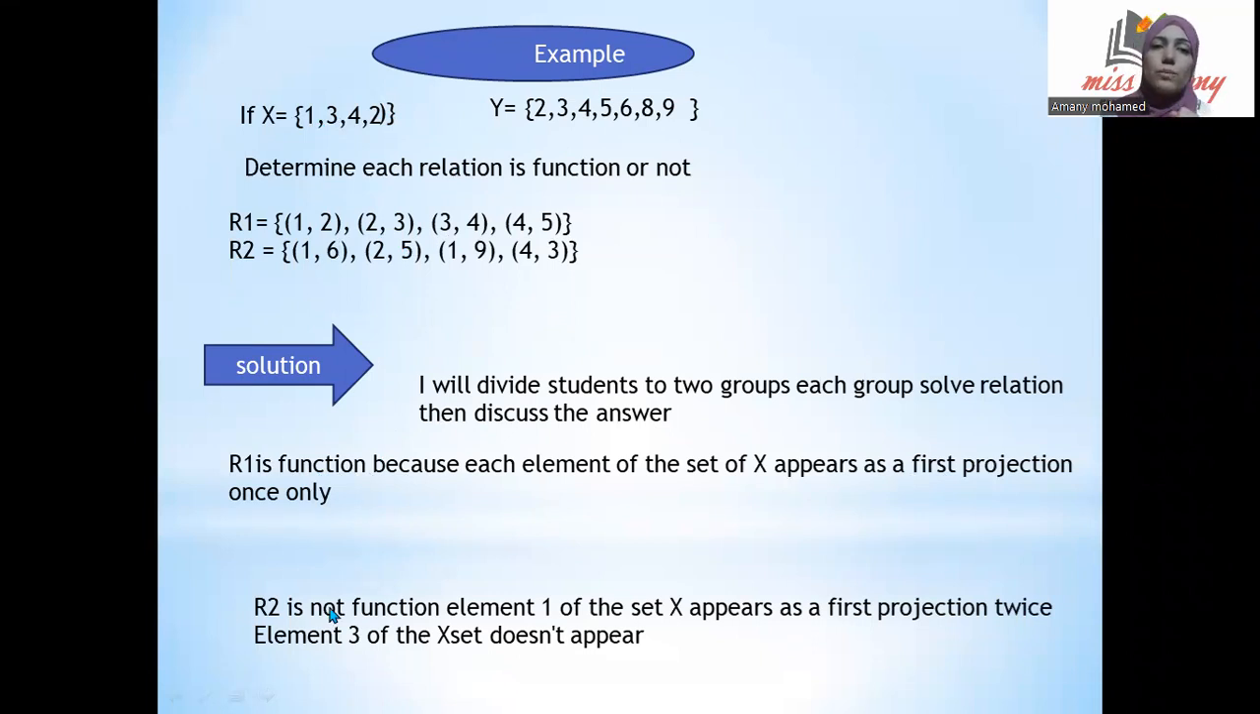Who can tell me from the second group, is relation R2 a function or not? Yes, it's not a function because element 1 of the set X appears as a first projection twice. And also element 3 of the X set doesn't appear.